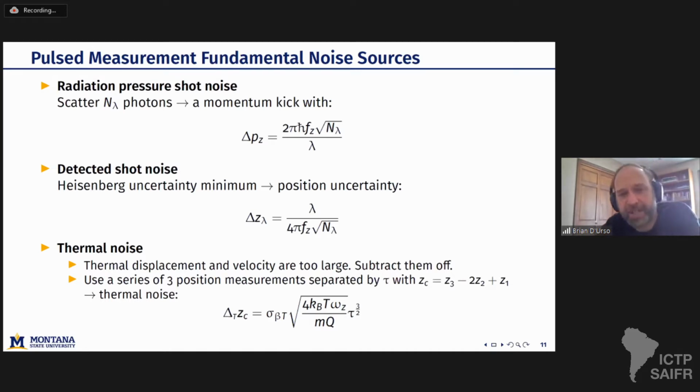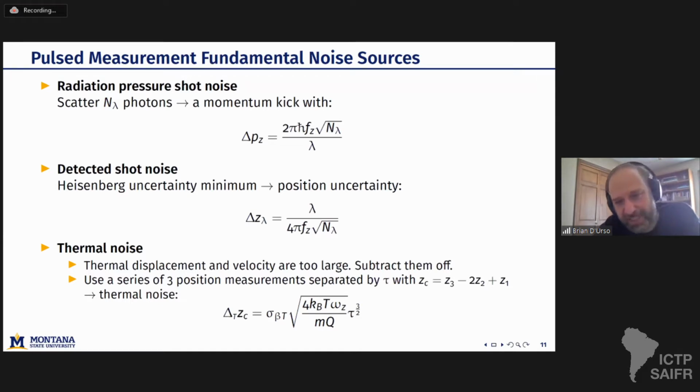And in that fast measurement limit, there are three sources of noise that we really have to worry about. The first one is the usual radiation pressure shot noise. That is, you scatter n photons off the particle and you get a momentum kick due to the radiation pressure shot noise. The second one is the detection shot noise. You can just use the minimum of the Heisenberg uncertainty principle to get an estimate of how large this is. This gives you a position uncertainty. So those are really standard. The third one's a little more complicated.